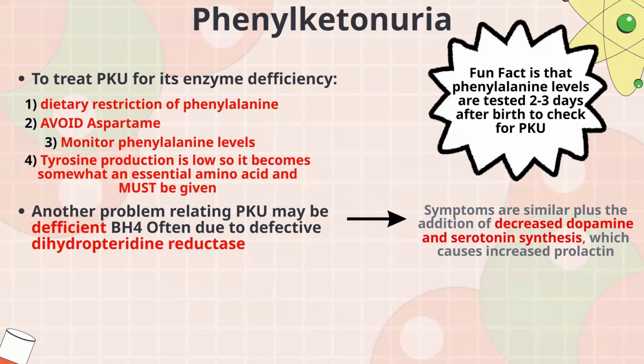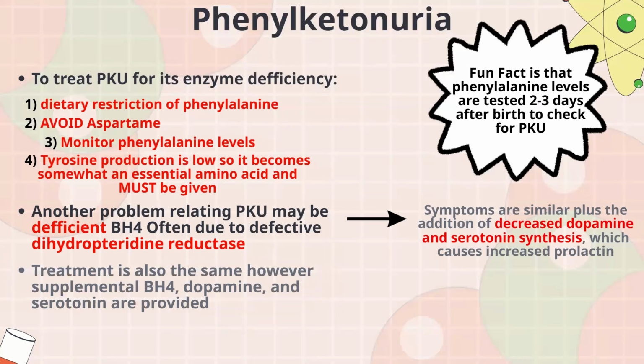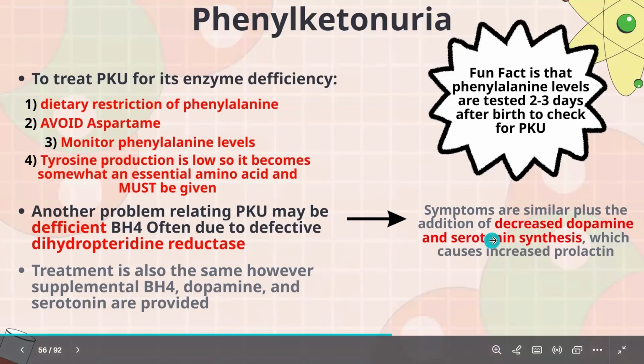Because of this, if you remember, if we have less dopamine, we're going to have increased prolactin. We said that prolactin is not stimulated by another hormone; it is actually inhibited by another hormone, which is dopamine. So if we have less dopamine, we have high prolactin. The treatment here is also the same as for BH4 or dihydropteridine reductase inactivity. But what we need to monitor or also give is supplemental BH4, obviously, plus dopamine to prevent increased prolactin, and serotonin, so our body can continue.